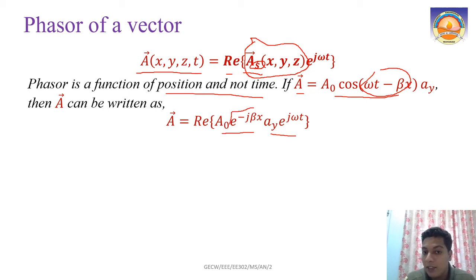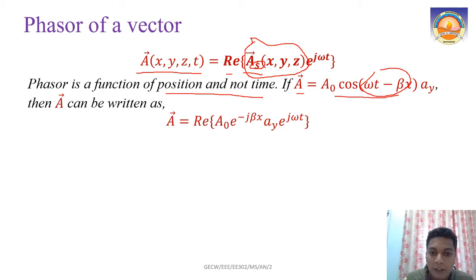We got a term with one kind of variable, the space variable alone, and we got another term with what? With the time dependence. Since the space variable is here, I am placing the direction also in the similar place: a0 e raised to minus j beta x, ay e raised to j omega t. So seeing this, we can understand what will be our phasor quantity for vector a.